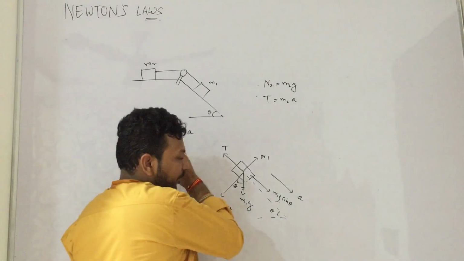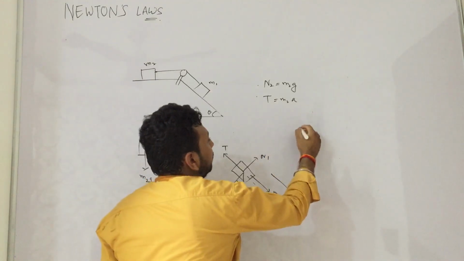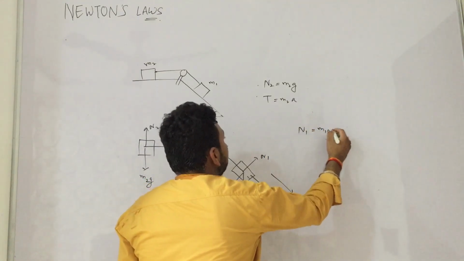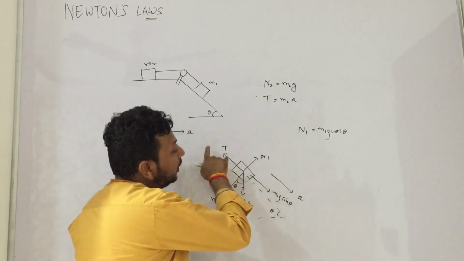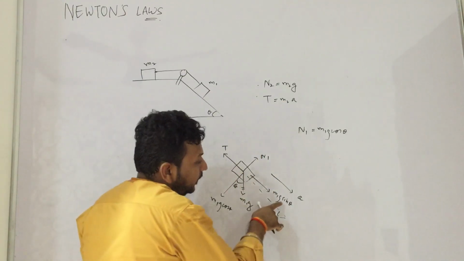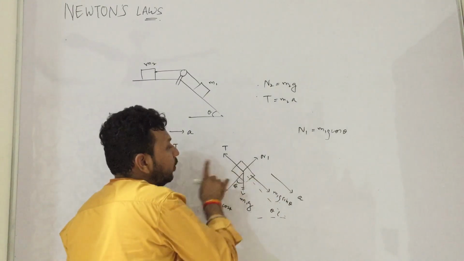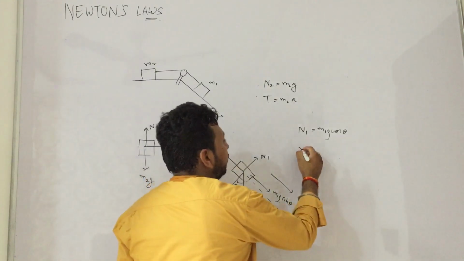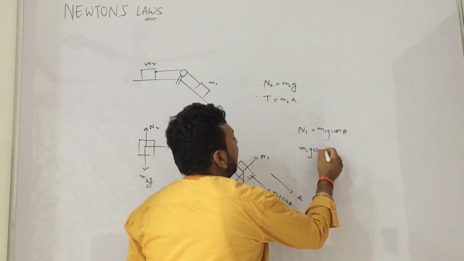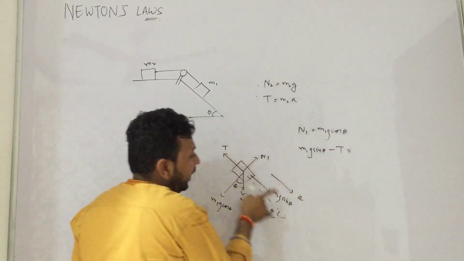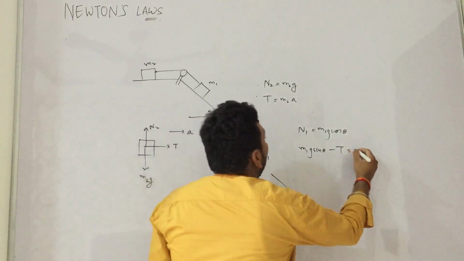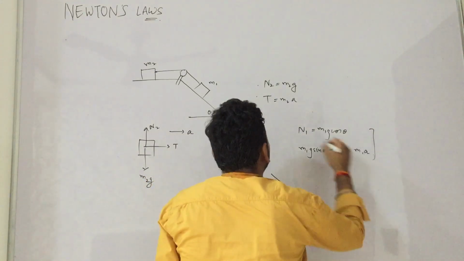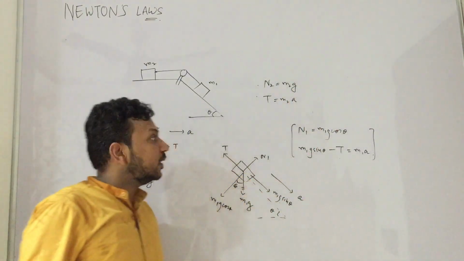Considering these, what will happen? N1 is equal to m1g cos theta. It is not going in any direction, but it is going downwards. This is pulling it downward and this is pulling it upwards. So we'll write net force m1g sin theta minus T. Net force, down minus up, is equal to mass into acceleration. That's it. The question is finished.